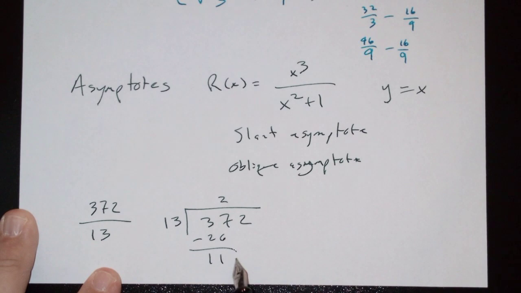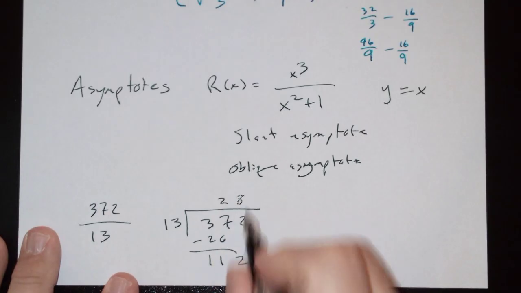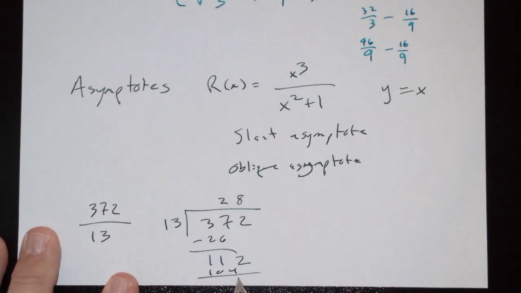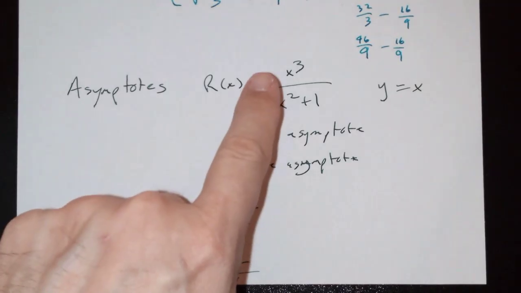I subtract. Now I have to know how many 13s are in 112. Well, yeah. 13, 26, 52, 104. I just multiplied by 2 each time, right? 8 of them give me 104. If I tack on one more, I'll get too big. So there are 8 of them. 8 of them, 104. I have a quotient, I have a remainder. Yes? I can do that with these.